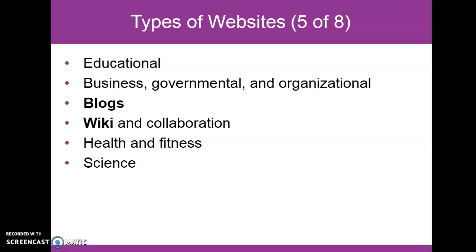Next, wiki and collaboration. A wiki is a type of collaborative website that allows users to create, add, modify or delete their website content. Wikis can include articles, documents, photos or videos. Then, health and fitness website. Health service organization store user personal health history including prescriptions, lab test results, doctor visits, allergies and immunizations. Doctors use the web to assist researching and diagnosing health conditions.